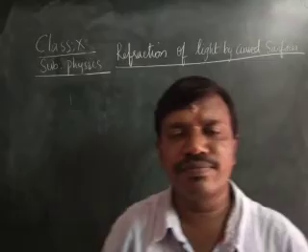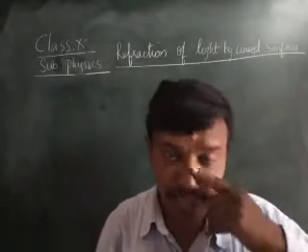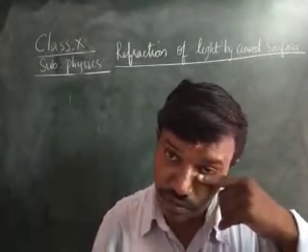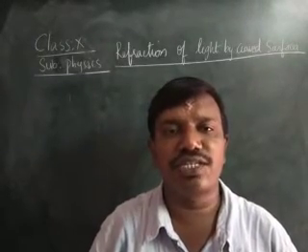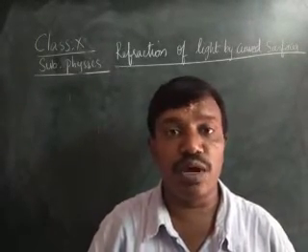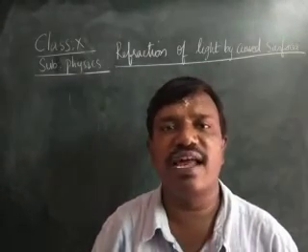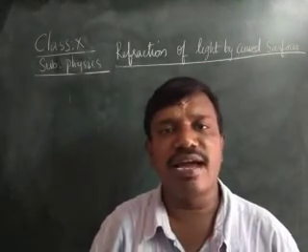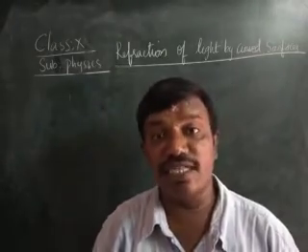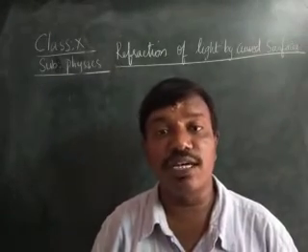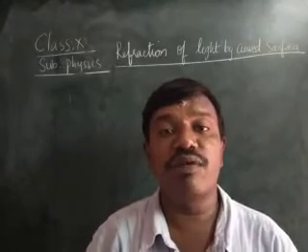Good morning, children. In the last class, we learned about the refraction of light, and the laws of refraction of light. There are two laws of refraction. The incident ray, normal, and refracted ray lie in the same plane. And the ratio of the sine of the angle of incidence to the sine of the angle of refraction is equal to the relative refractive index.